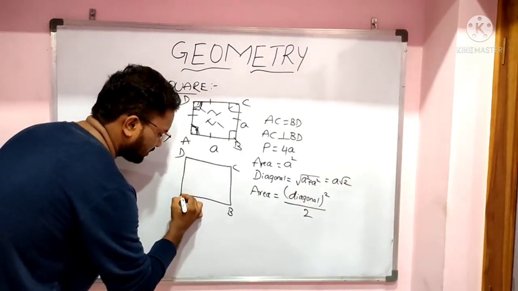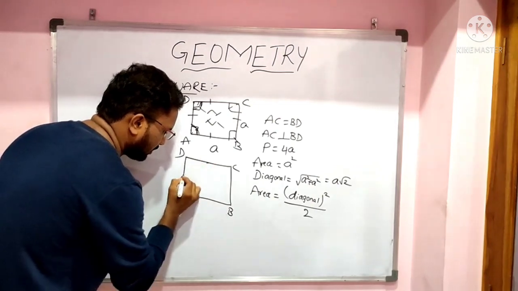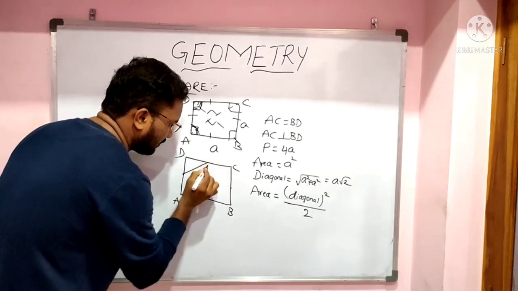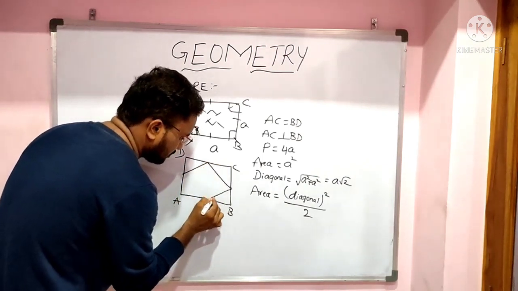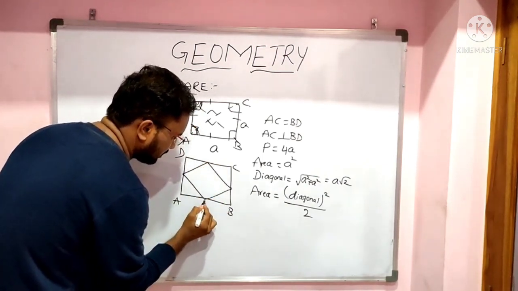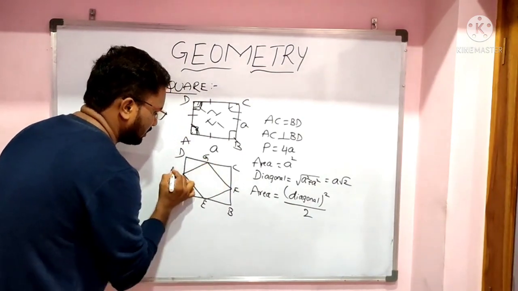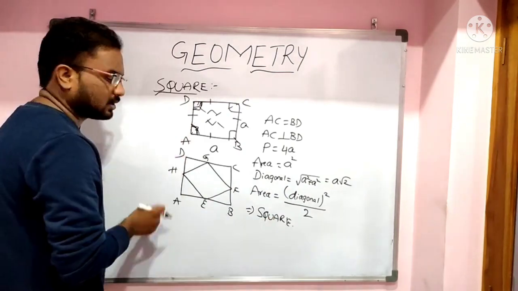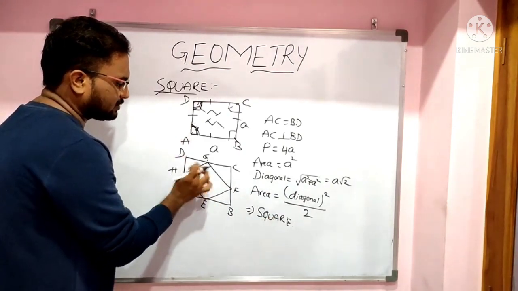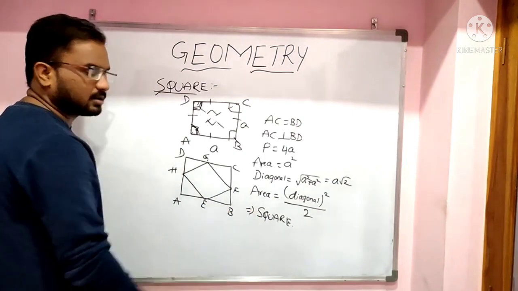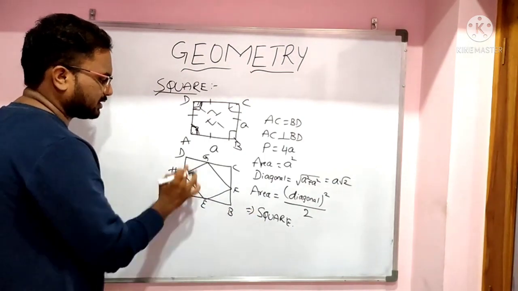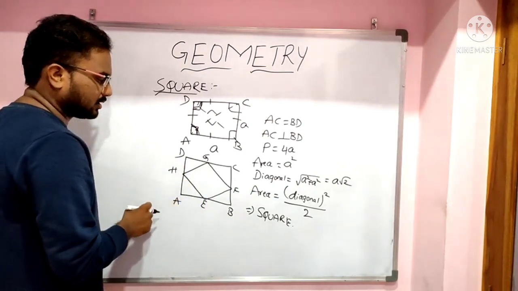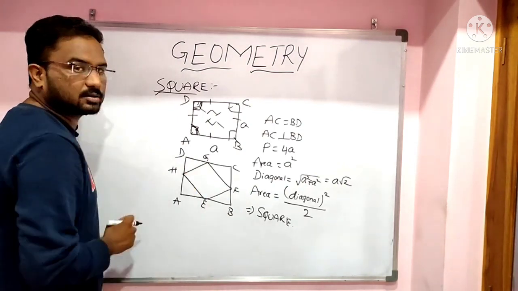If the midpoints are joined, this is the midpoint, then we have formed a figure. Let us say this is E, F, G, H. Then the figure formed is a square only. If the midpoints of the sides of the square are joined, then the figure formed is a square, because all sides are equal and the diagonals bisect perpendicular to each other. Hence it is a square.